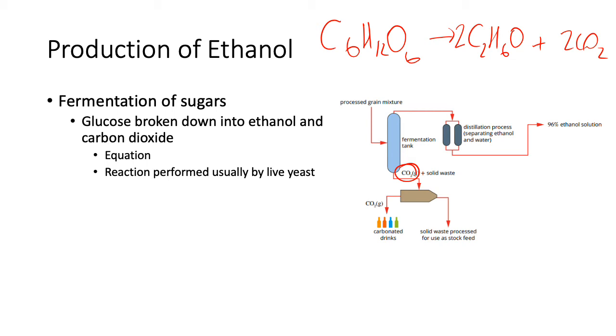The reaction is usually performed by live yeast. So what you do is you put your grain mixture or your sugars in the fermentation tank, you drop some yeast in there, and then you let them sit. The enzymes in the yeast break down the glucose. That glucose turns into ethanol and carbon dioxide.